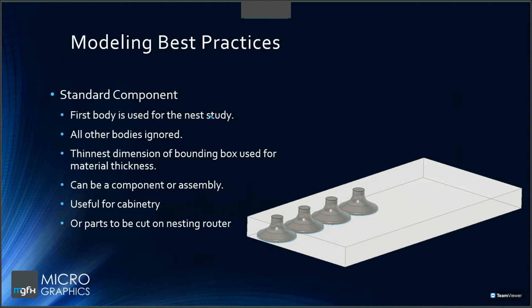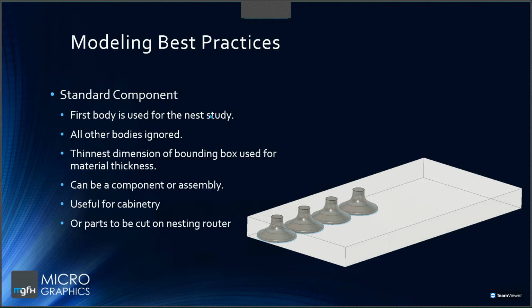All the other bodies are ignored when it comes to finding the length and the width of the component, and adjusting for the spacing and also for the perimeter. We'll actually see in the results that we can have the perimeter of the part projected onto a sketch as well. So the first body is used, all the others are ignored, and the thinnest dimension of the bounding box for the part is used for the material thickness.